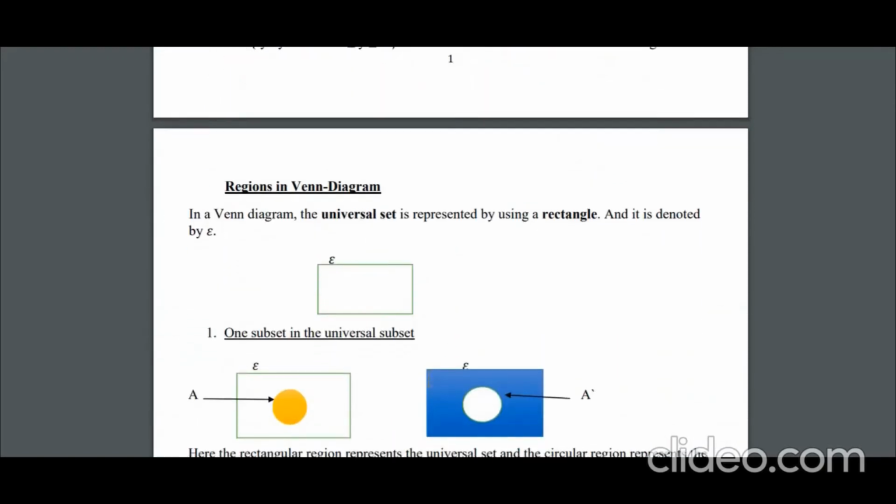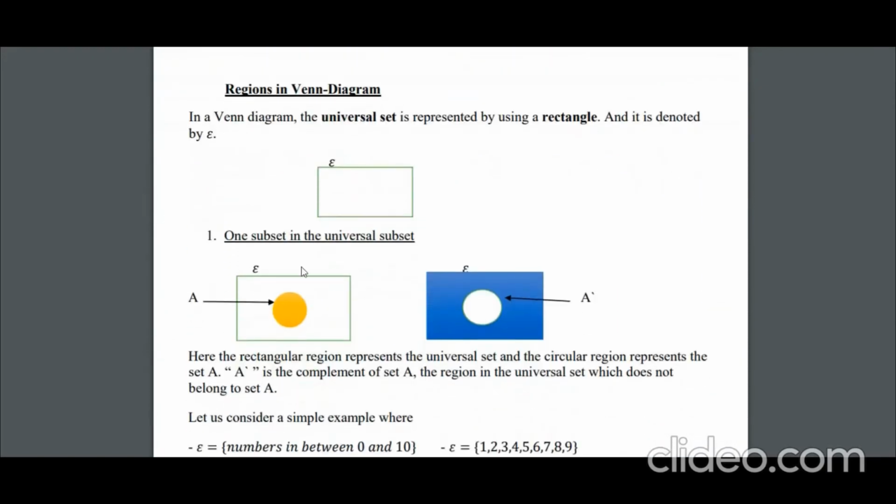Then we look at the regions in a Venn diagram. So we describe the universal set, and then all the sets within it are subsets of the universal set. So A is a subset of the universal set. If this particular region is A, the complement of A, represented by A dash, is the region that belongs to the universal set which does not belong to A, the blue color region.